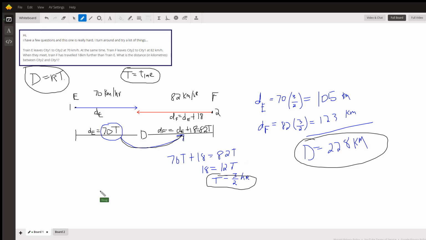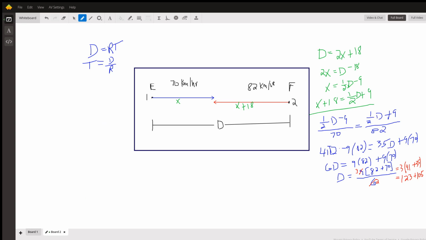Okay. Now, quickly, I'll take you through maybe a more elegant solution. If we let x equal the distance that train E travels and x plus 18 represent the distance that train F travels, then we can come up with an equation involving d and x. Add these together and you get d, 2x plus 18. So x equals 1/2 d minus 9. That's this distance right here, 1/2 d minus 9. And x plus 18 is 1/2 d plus 9 because we add 18 to this guy.